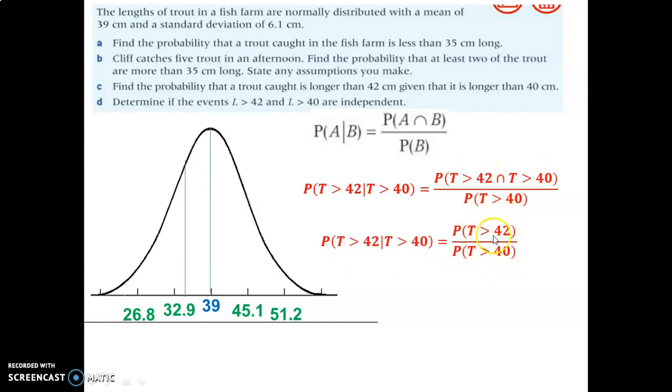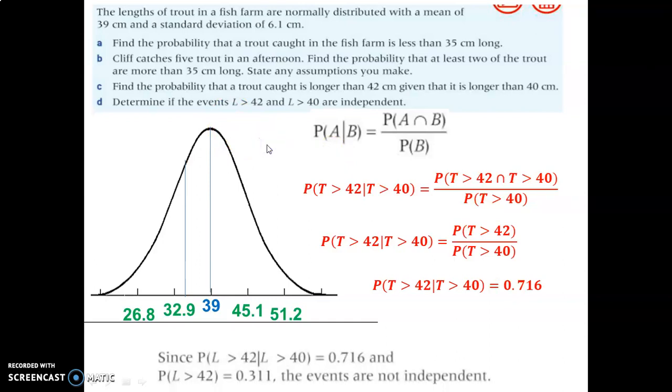So I'm going to simplify that to this. Trout greater than 42 and trout greater than 40. And now you run both of those as a normal distribution on here. So you're going to run a normal CDF for that and a normal CDF for that, and then you'll divide those to get this answer here. So that's kind of tough to combine our skills, but I hope after seeing this example you can see how that can happen, and you have the tools now to do it.